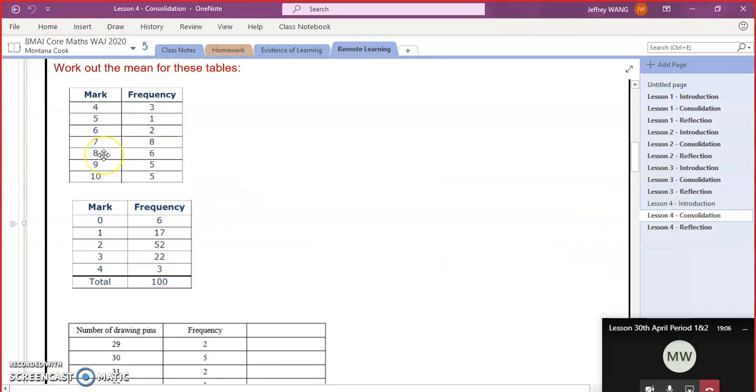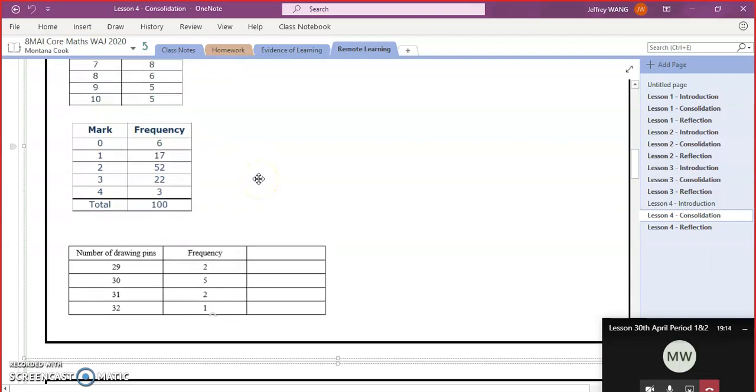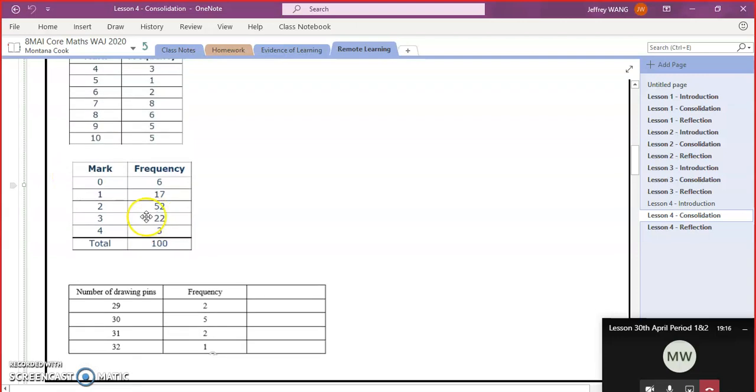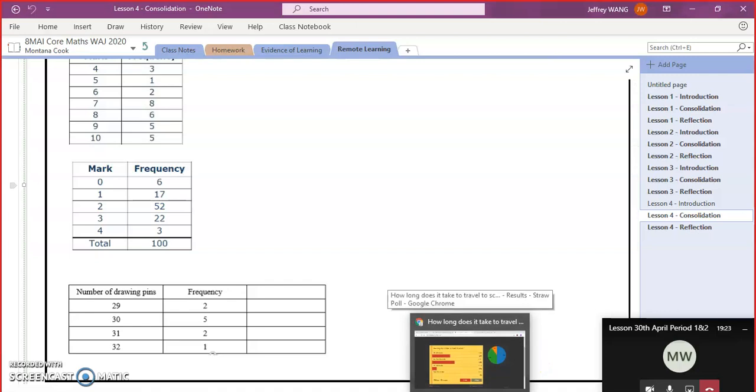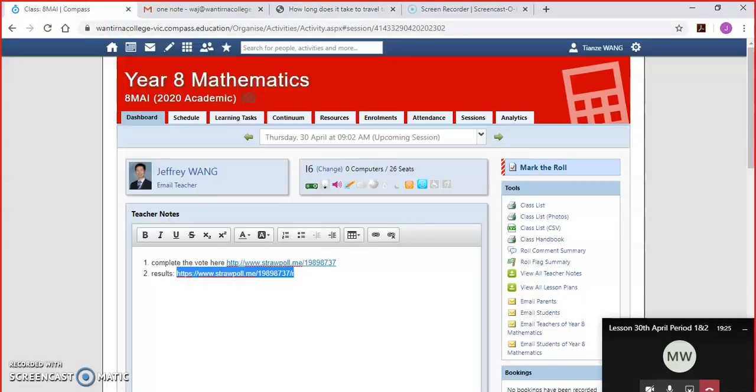If we don't have a total, then you can just put a total here and calculate how many of them there are. So if there is a total, you can just use it. If there isn't a total, you may need to work that out. So try to work that out for today's purpose. That will be the key bit today.